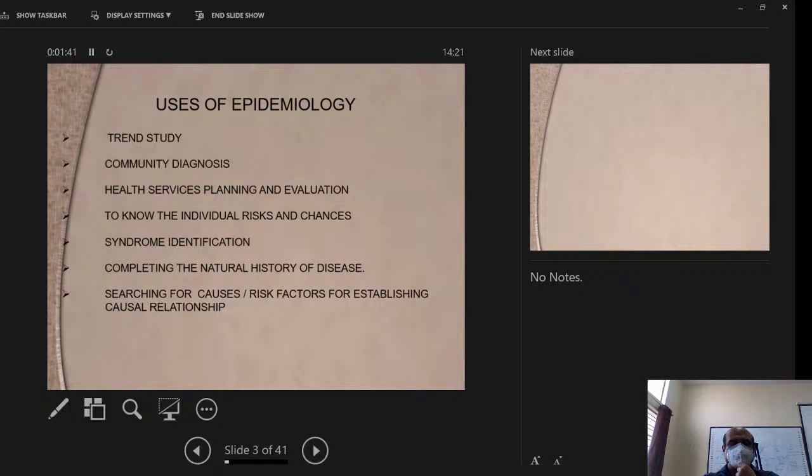Now, to know the individual risk and chances, epidemiology is also used. We evaluate risk factors for independent diseases, we evaluate risk factors for mortality, we evaluate major risk factors for major diseases. So, individuals' risk and chances.